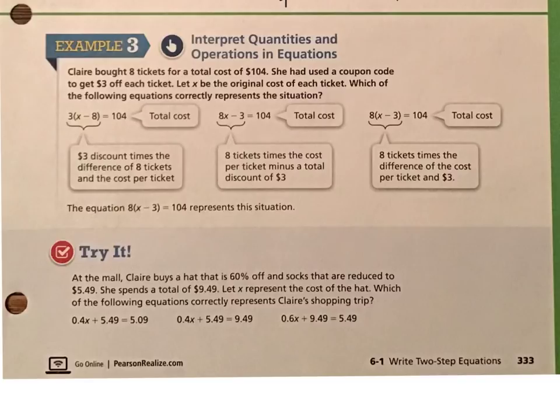In the next example, we're going to be interpreting quantities and operations in equations. And this is pretty important because it does give us some clues where we might need to use grouping symbols as we're writing equations. Example 3 says Claire bought 8 tickets for a total cost of $104. She used a coupon code to get $3 off of each ticket. Let X be the original cost of each ticket. Which of the following equations correctly represents the situation?